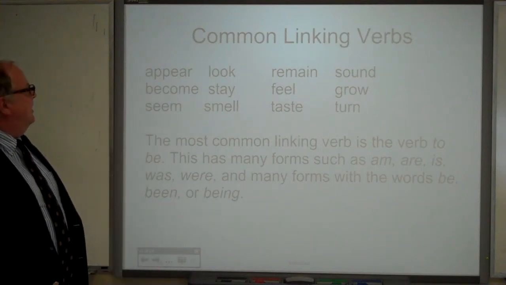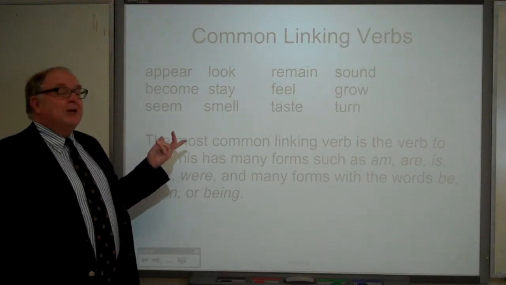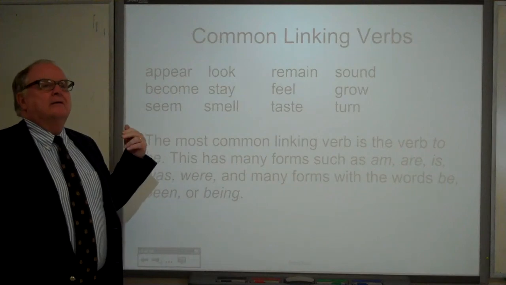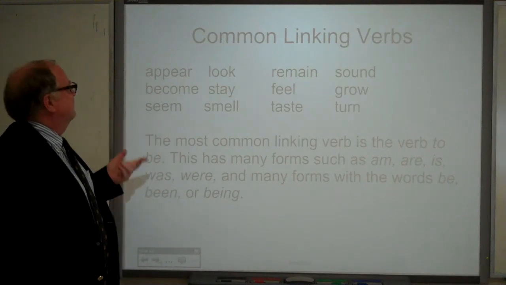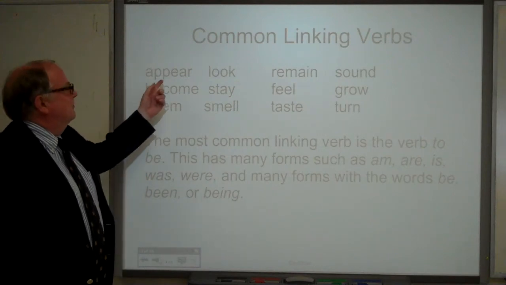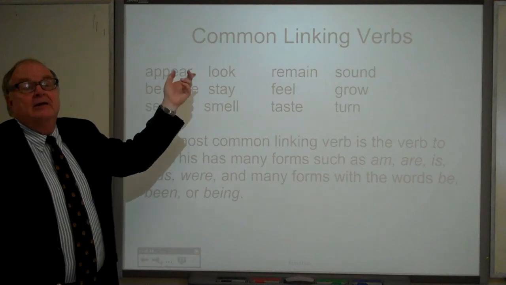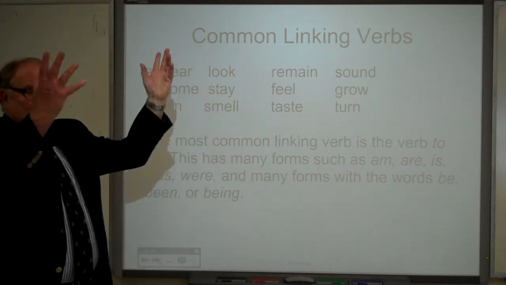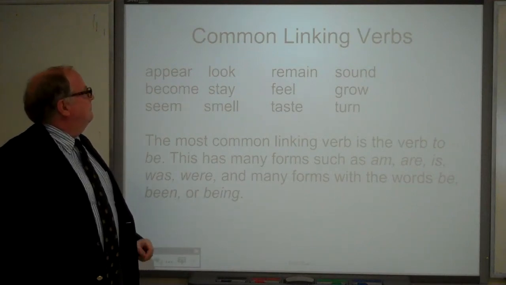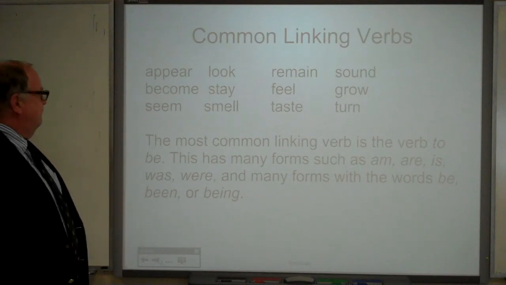Appear, look, remain, sound. Notice that most of these, except for seem, and sometimes become in modern English, can also be action verbs. The magician can make the coin appear. Okay, there, it's an action verb. The coin pops up, it appears. Whereas he appears tired, there it's a linking verb.